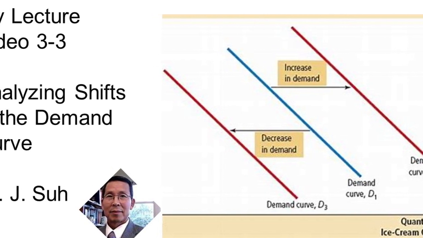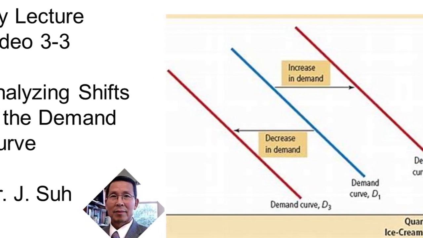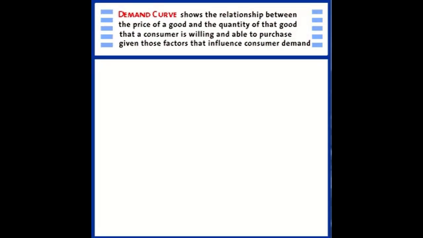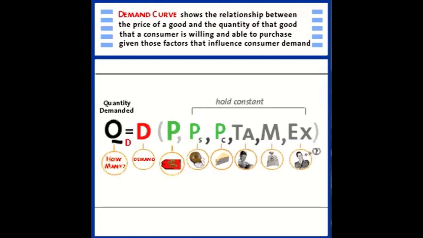In the previous lesson, we looked at the demand curve, the relationship between the price of bread and the quantity of bread that a household is willing and able to purchase in a week. When you draw a demand curve, you hold constant all of the other factors that influence household behavior. Factors like the price of substitutes, the price of complements, household income, expectations, and so forth.